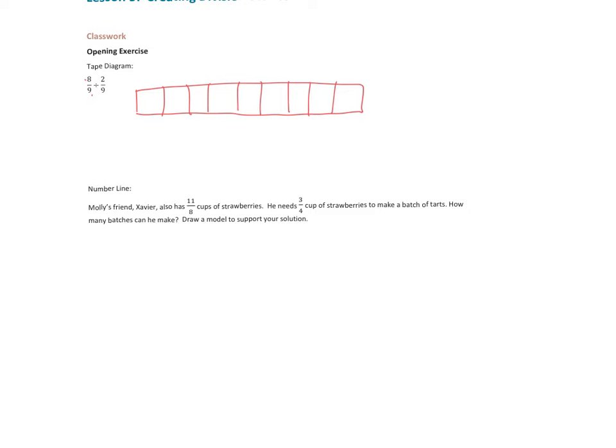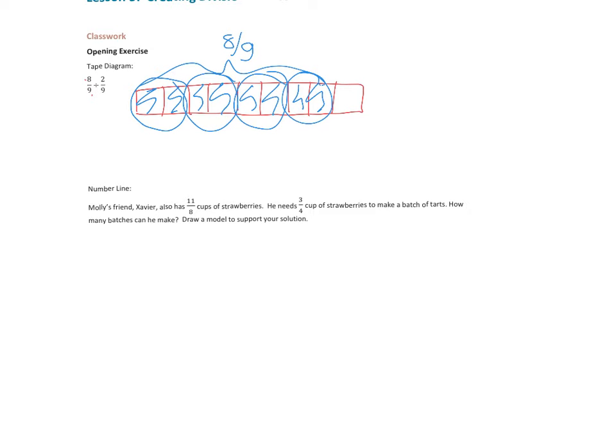It's because I have 9 ninths as one whole. So I'm going to shade in 1, 2, 3, 4, 5, 6, 7, 8. There's my 8 ninths. And then I'm going to go in and grab it in groups of 2 ninths. So there's 1, 2, 1, 2, 1, 2, 1, 2. So it looks like the answer is 4, but I'm going to do the math right next to it.